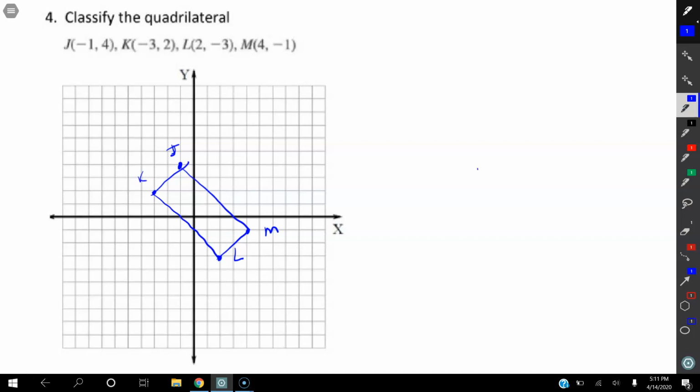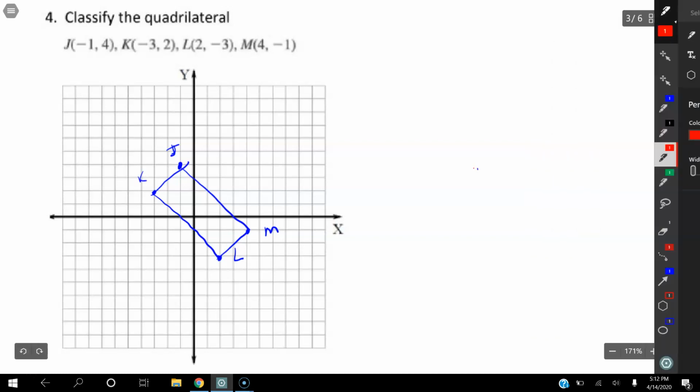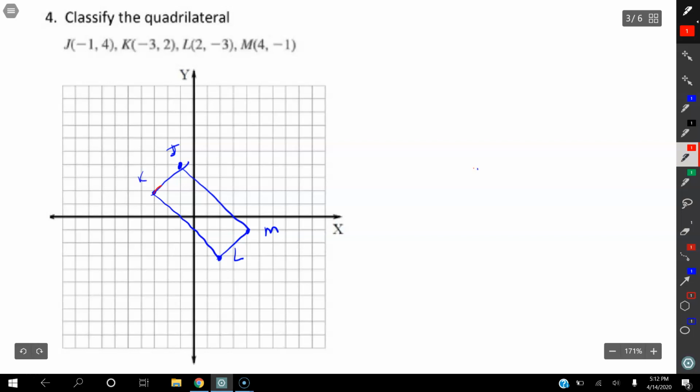What I know for sure right now, without doing a lot of work, is that from K to J, basically that's going up 2 over 2. So my slope for KJ is 2 over 2, so a slope of 1. Also the same thing from L to M, a slope of 1.